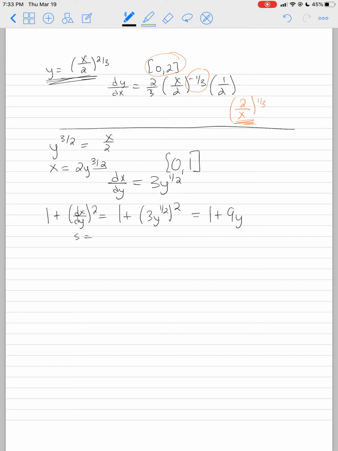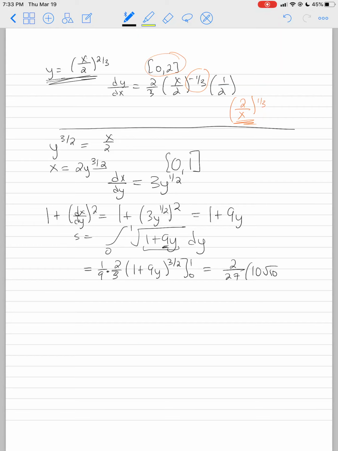All right, so my arc length is going to be from 0 to 1, the square root of 1 plus 9y dy. This is technically a u-sub where I'm letting u be this inside. However, the only thing that it's going to do is introduce a factor of 9, we can deal with that without writing out the u-sub. So I have the inside raised to the exponent plus 1, divide by the new exponent. The derivative of the inside is 9. I have to divide by that as well. Evaluated from 0 to 1 gives me this result.